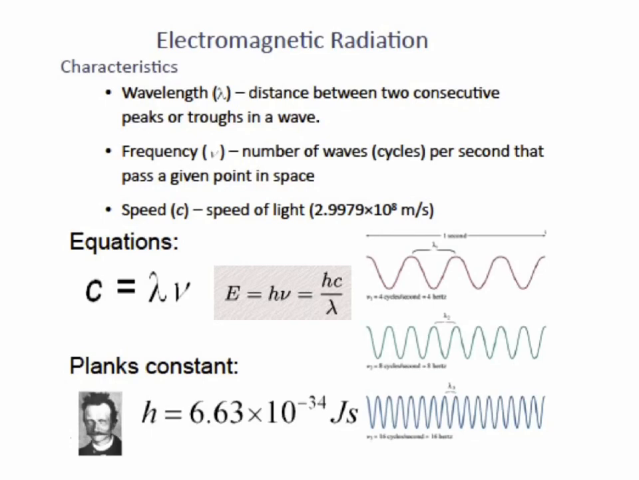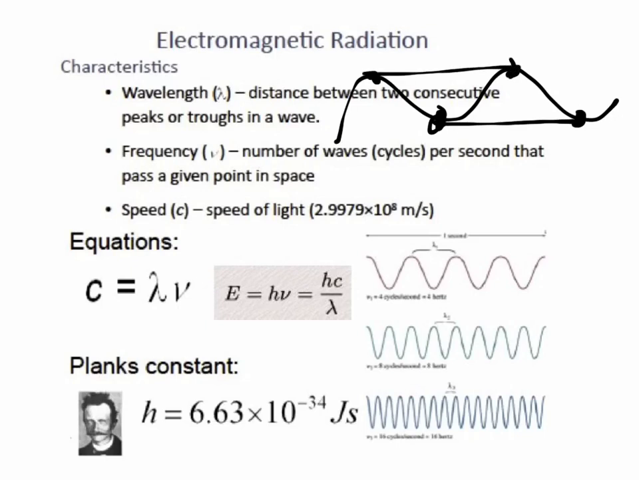Electromagnetic radiation. Going back, you should remember that wavelength is the distance between two consecutive peaks or troughs in a wave. So if we have a wave, then from here to here is a wavelength. Wavelength is lambda, the crazy upside down y. It's usually measured in meters, but you will see it in nanometers too. So meters or nanometers.